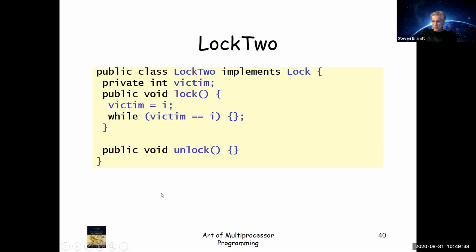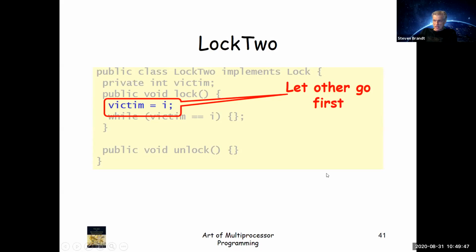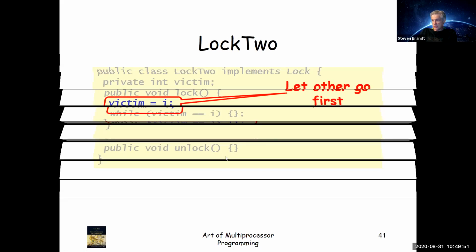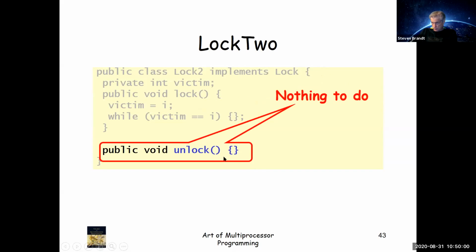So here's LockTwo, and it's going to look like this. We label ourselves as the victim, and that means the other thread can go first. Then we wait for permission: while we're the victim, we wait. And there's nothing that we need to do to unlock that. So, does anybody have a thought about that one? Can it deadlock?